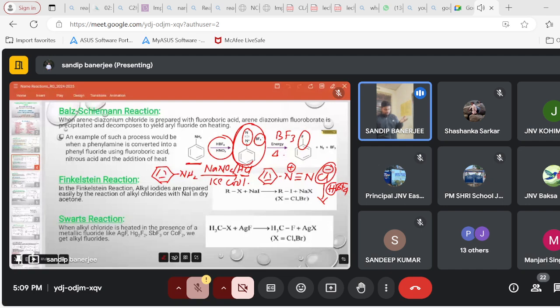Most of the time, it's asked how you will synthesize fluorobenzene from aniline. Sometimes the question is asked as how you will synthesize fluorobenzene from the benzene diazonium salt. These kinds of questions are usually asked in the exam. Okay, now the next reaction is the Finkelstein reaction. Why is this Finkelstein reaction so crucial?